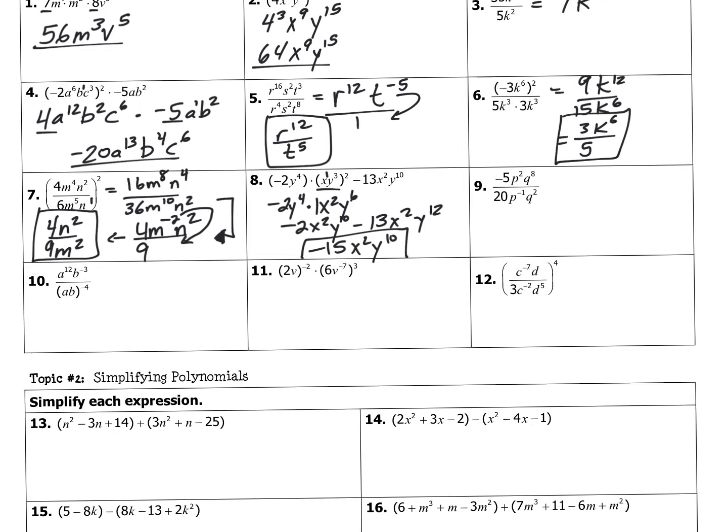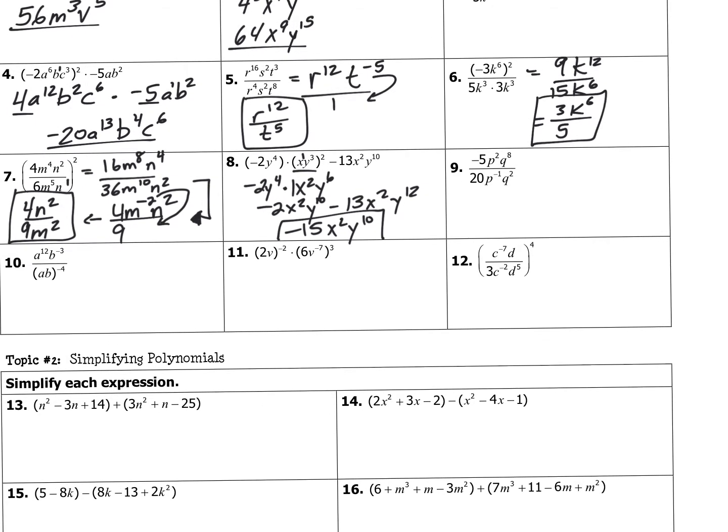Number 9, quotient rule, and then maybe the negative exponent rule. So negative 5 divided by 20 is negative 1/4. P to the 2nd divided by p to the negative 1 is 2 minus negative 1. Anytime you have 2 minus negative 1, that's like plus a positive, so this is going to be 3. So this is p to the 3rd. And then 8 minus 2 is q to the 6th. And that's your answer. Easy peasy.